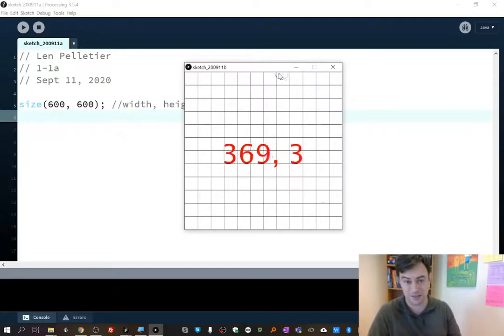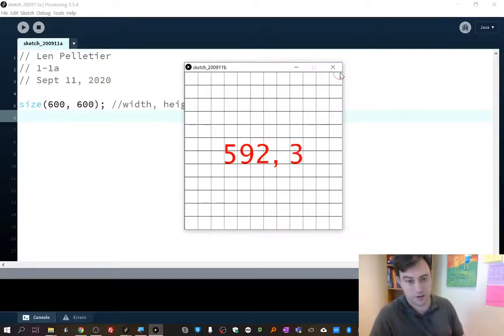Yeah, so y is 0 along the top. Anywhere you go, I can't quite get it at 0, but it's pretty close to 0 along the top. Small numbers at the top. But x changes as you go across, and it gets all the way on the other side. My window's 600, so it gets to 600.